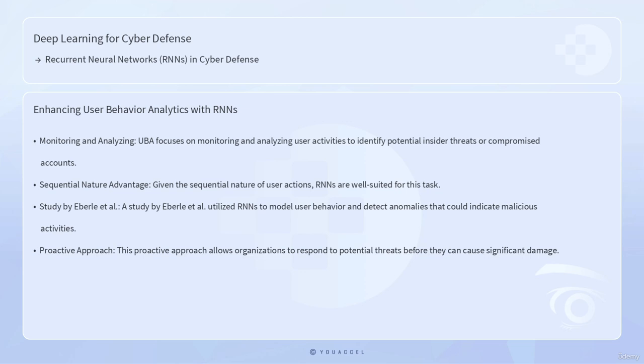For instance, a study by Eberl et al. utilized RNNs to model user behavior and detect anomalies that could indicate malicious activities. By learning the typical sequences of actions performed by users, the RNN could flag deviations that might suggest an insider threat or a compromised account. This proactive approach allows organizations to respond to potential threats before they can cause significant damage.